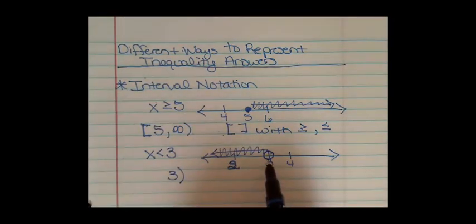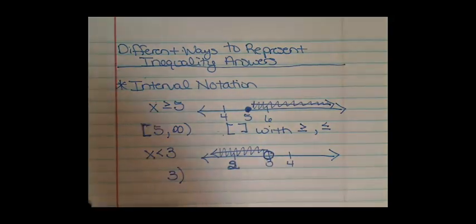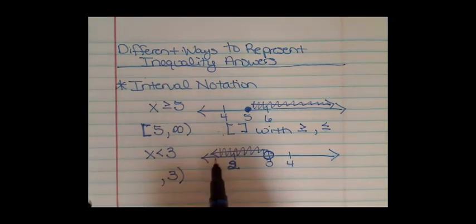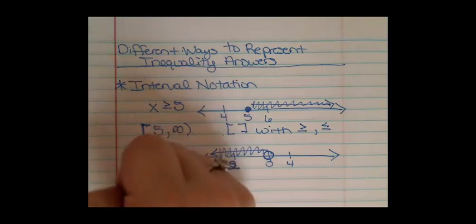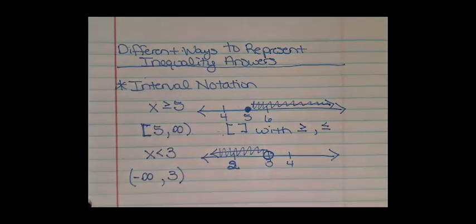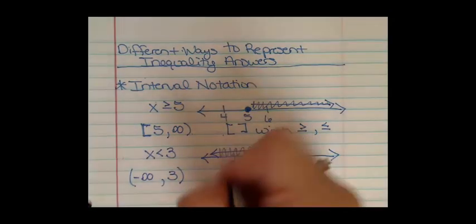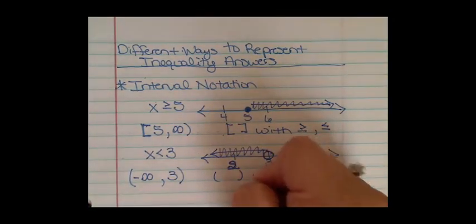Now, what's the smallest our number could be? If x is less than 3, what's the smallest x can be? We don't know. It can be negative infinity. It can keep going down and down and down. So this would be how we would write this. Parentheses with greater than or less than.